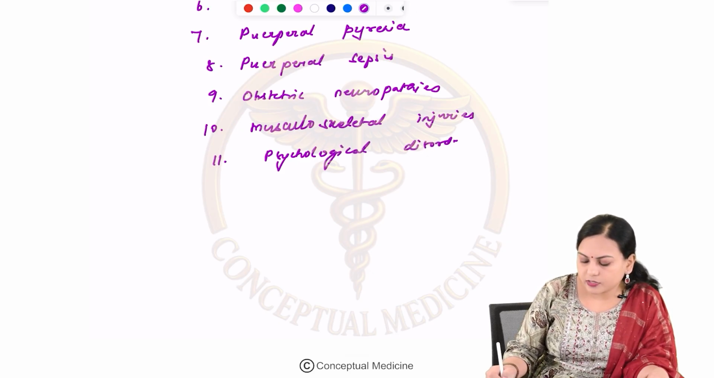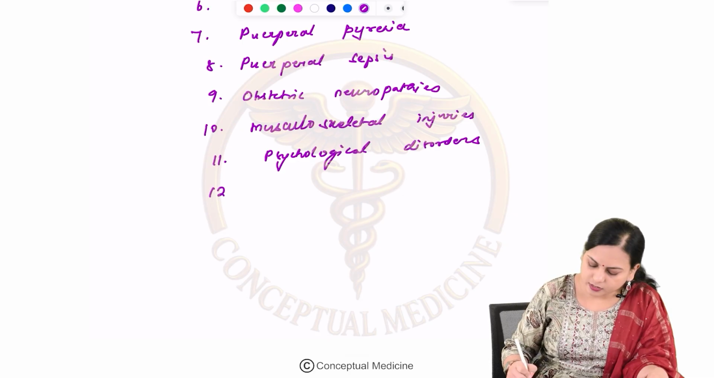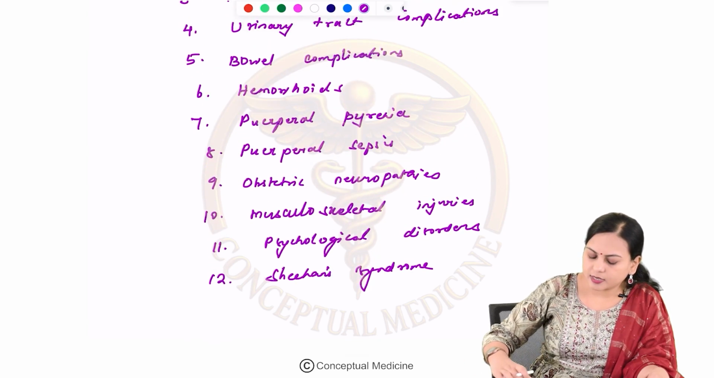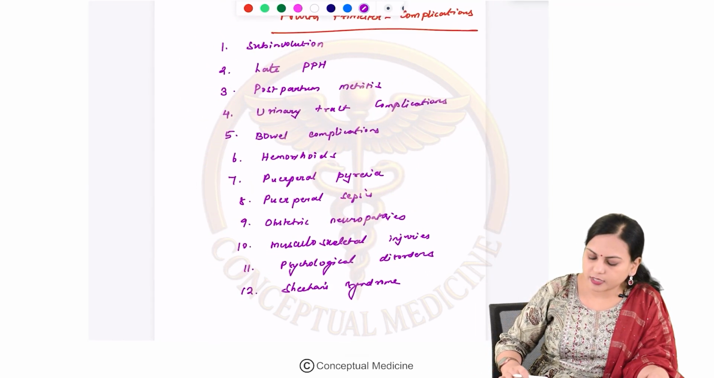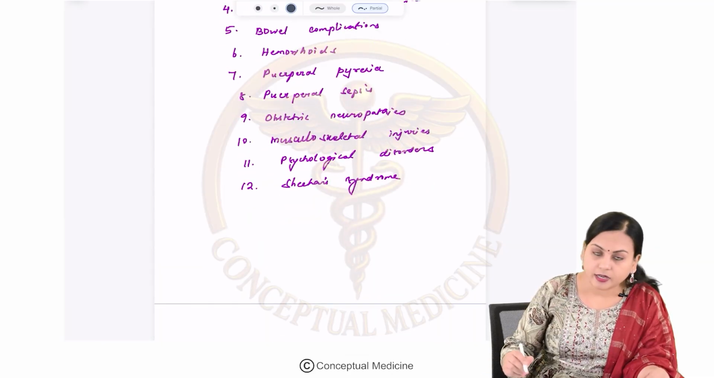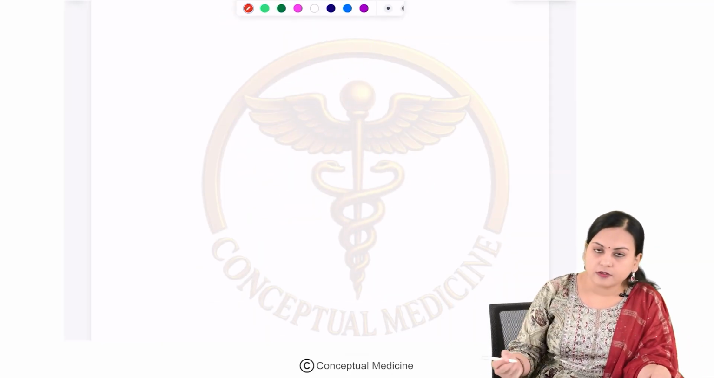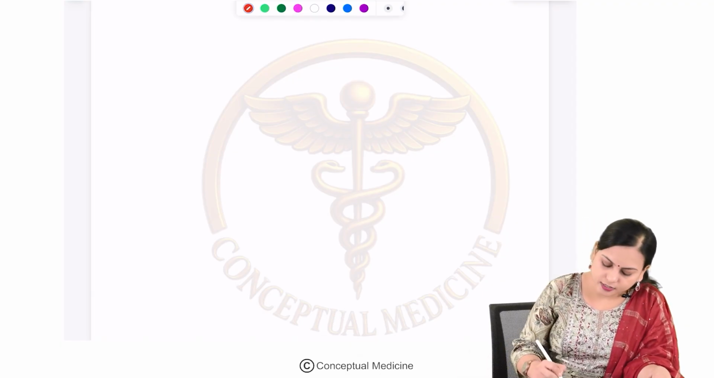We'll discuss one more syndrome here, that is Sheehan syndrome. So, all these can arise as a complication. Cut down my last point, I am not explaining Sheehan syndrome here. We'll see about subinvolution first.